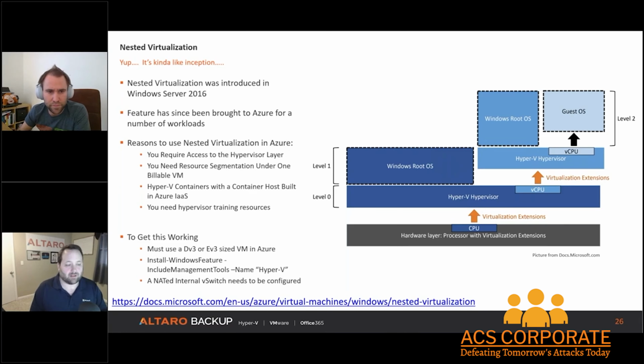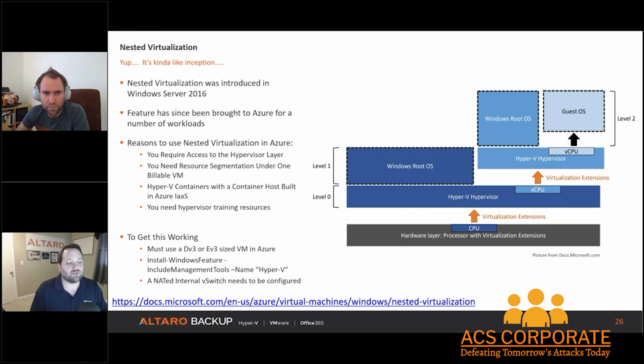So to get this working, it's fairly simple. First thing you've got to do is use a DV3 or EV3 sized VM in Azure. That was the first series of Azure VMs that supported nested virtualization. When you go through the build VM wizard, you'll see a number of different instances of those types of VMs in the list with different allocated resources associated with them. Once you're inside the VM, you can use Server Manager and install Hyper-V if you want, or you can just issue a PowerShell command, Install-WindowsFeature Hyper-V. So I've got the command there.